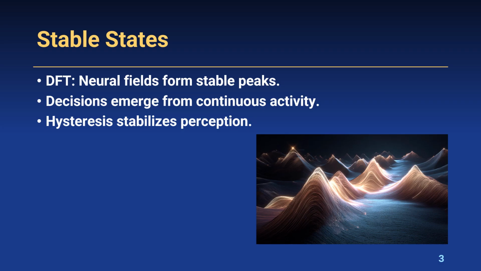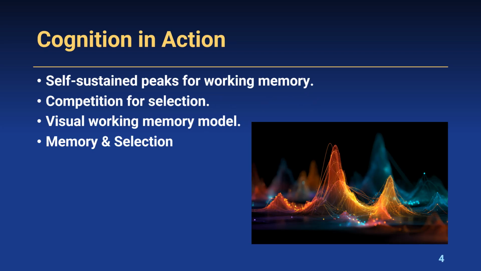Crucially, these decisions exhibit hysteresis. This means that once a decision is made and a peak is formed, it takes a stronger change in input to make it disappear than it took to create it in the first place. This stickiness makes our perceptions and decisions stable and robust against noisy or fluctuating sensory information. Even more remarkably, DFT shows how self-sustained peaks can emerge. These are peaks that, once formed, can persist indefinitely even after the original input is removed. This is a fundamental mechanism for working memory, allowing us to hold information in mind without constantly perceiving it.